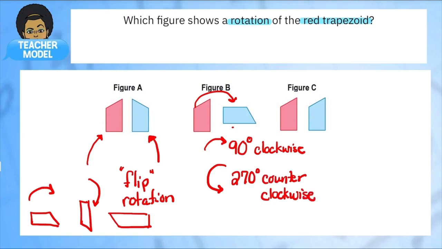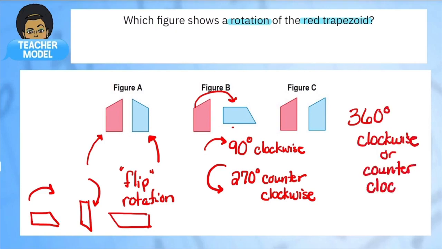And how about with figure C? Is there a way for me to spin it to go from this image to this image? They look exactly the same. So what would have to happen for me to have this congruent image? I would have to go full circle. I would go 360 degrees, clockwise or counterclockwise.